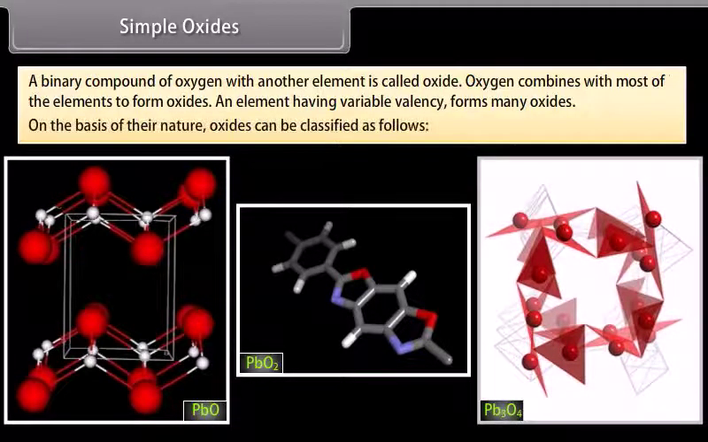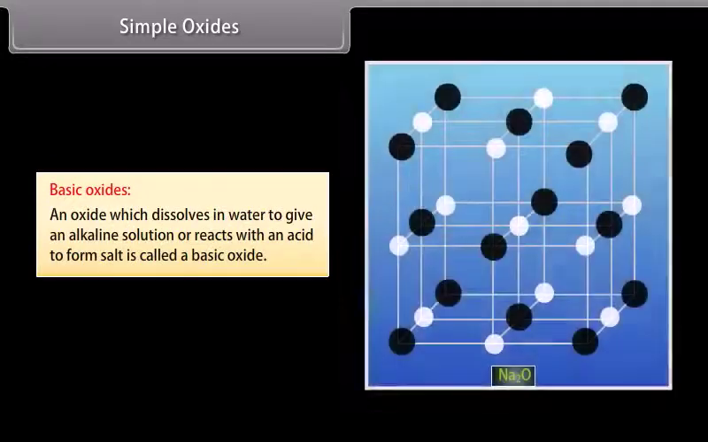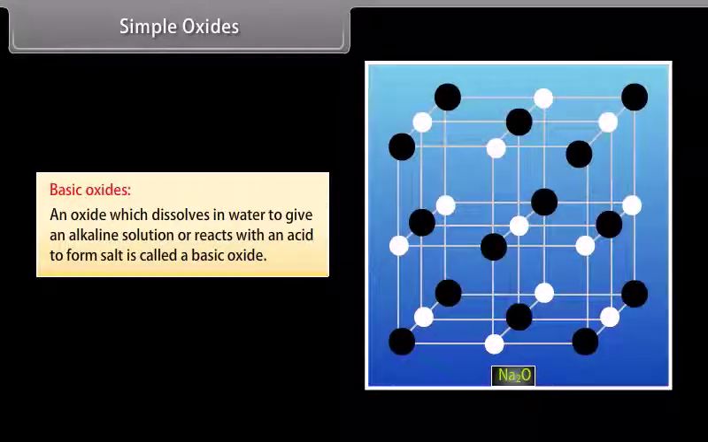On the basis of their nature, oxides can be classified as follows. Basic oxides. An oxide which dissolves in water to give an alkaline solution or reacts with an acid to form salt is called a basic oxide. For example, Na2O, K2O, MgO and CaO.